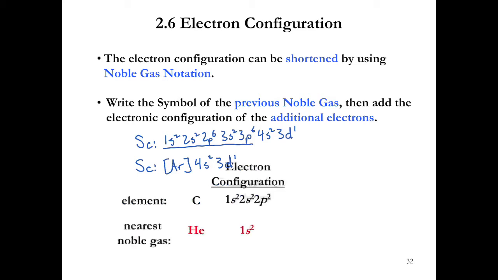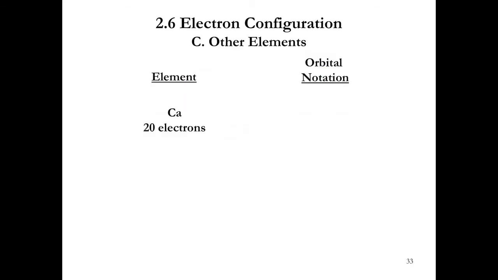So if we look at carbon, for example, the nearest noble gas at the previous row is helium. So we could shorten carbon's electron configuration to all the same electrons that helium has plus 2s2, 2p2.